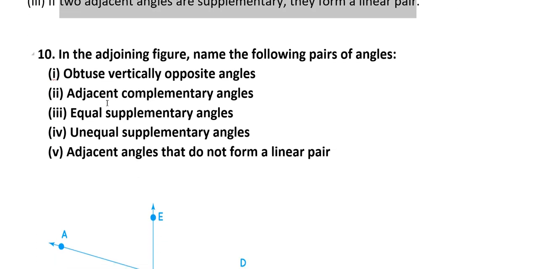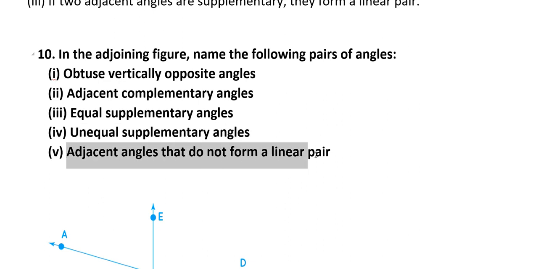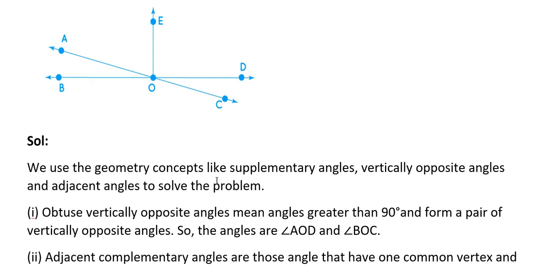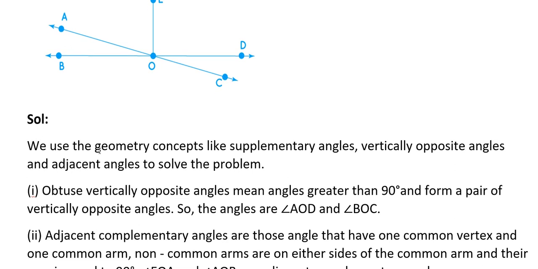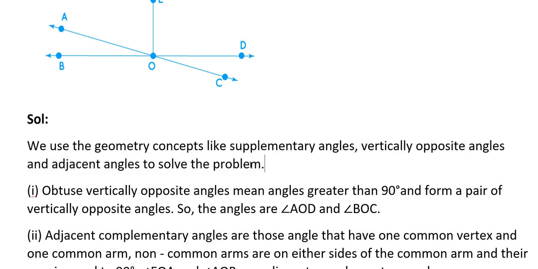So the last problem, the 10th. In the adjoining figure, name the following pairs of angles: obtuse vertically opposite angles, adjacent complementary angles, equal supplementary angles, unequal supplementary angles, and adjacent angles that do not form a linear pair. Solution. This is the diagram. We use geometric concepts like supplementary angles, vertically opposite angles and adjacent angles to solve this problem.